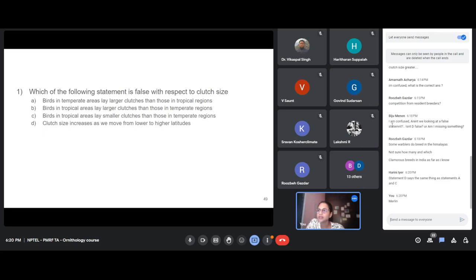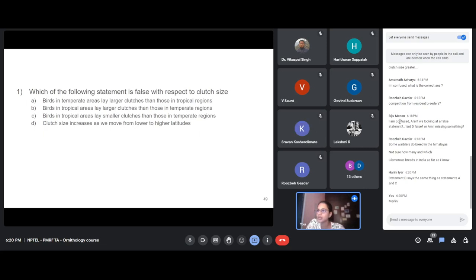Okay, one second. I'm confused. Aren't we looking at a false statement? Isn't D false? Am I missing something? Okay, no. Actually, B is false because birds in tropical areas lay smaller clutches than those in temperate regions. Okay.